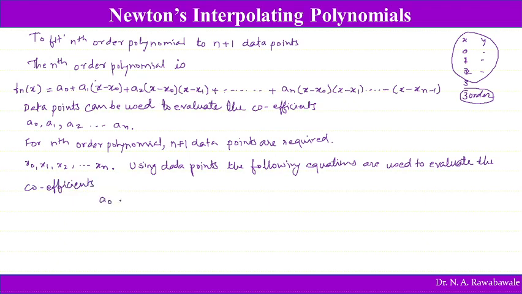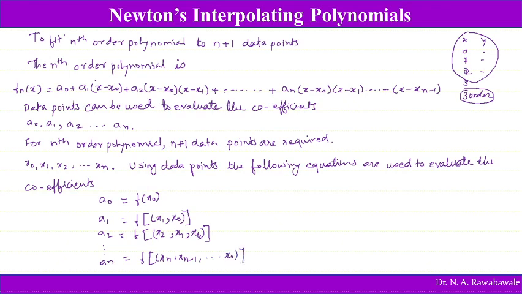That is, for example, a naught can be obtained as f of x naught, then a1 can be obtained as f of x1 comma x naught, and a2 can be obtained as f of x2 comma x1 comma x naught, and so on. Finally, an can be obtained as f of xn, xn minus 1, and so on, where the bracketed function evaluations are finite divided differences.